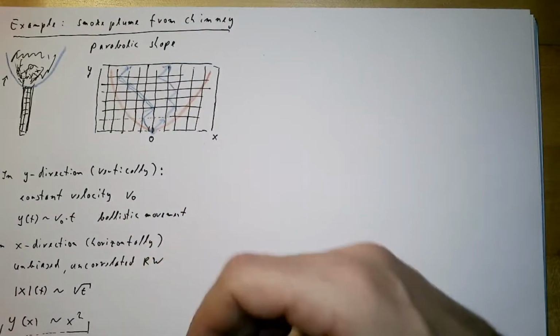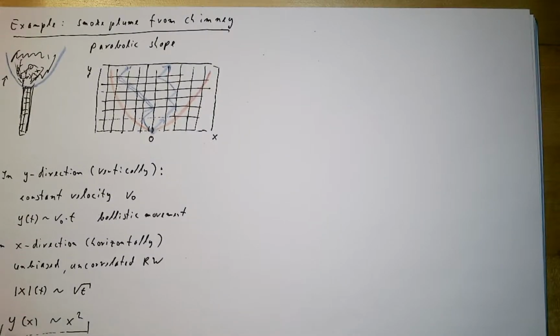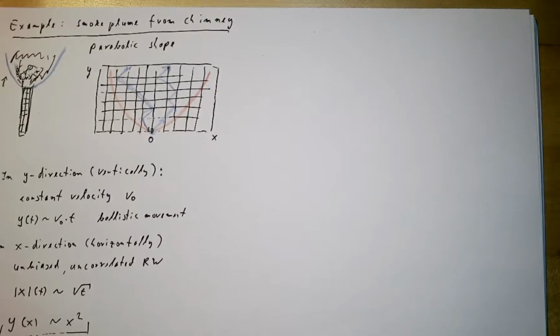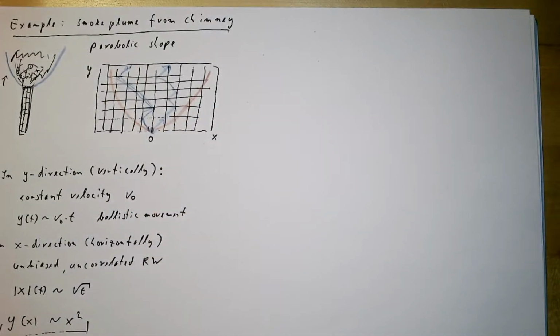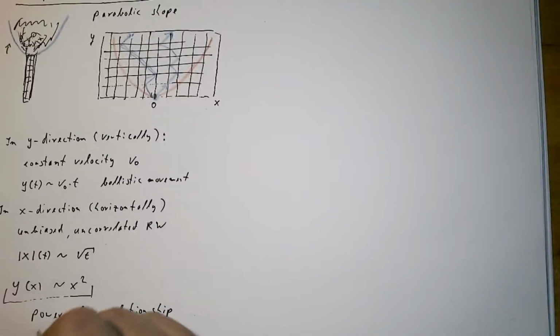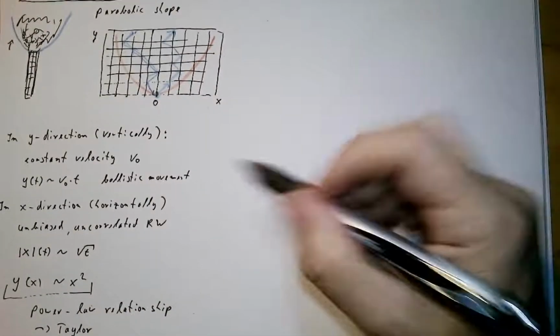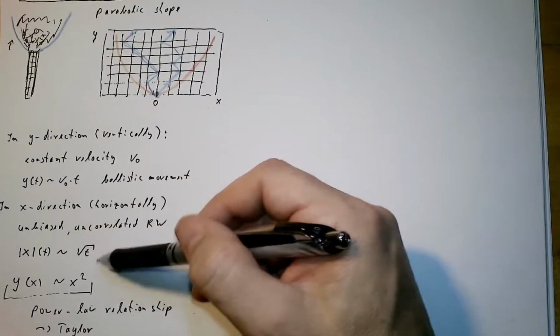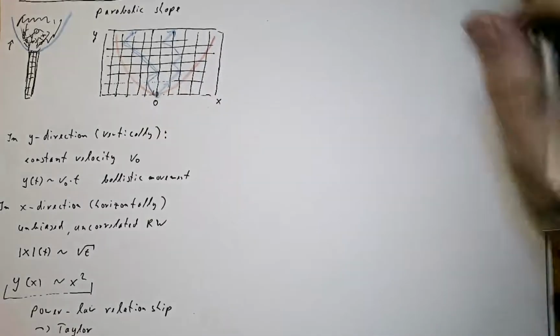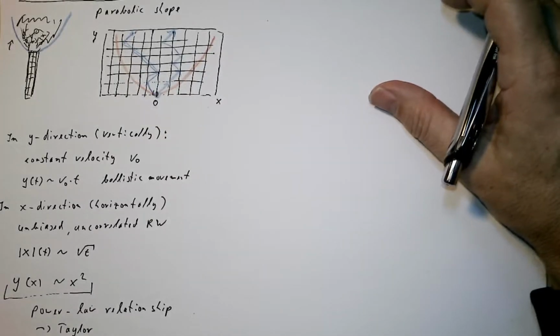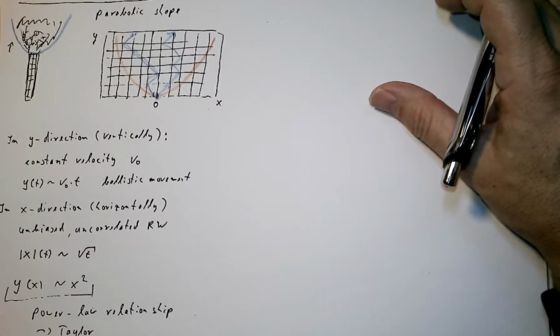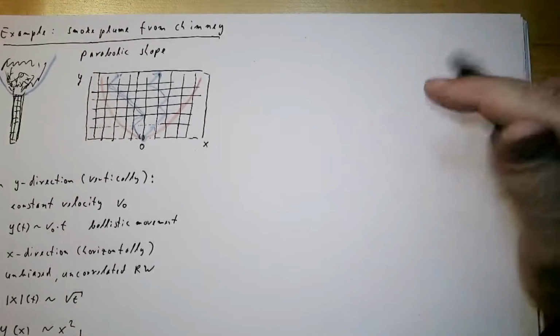And here we find a power law relationship, because y and x coordinates on average will be related by a power law. This goes back to Taylor, who analyzed this example when you also have some short-term correlations. But for the point of this lecture, now we want to go to a different example.